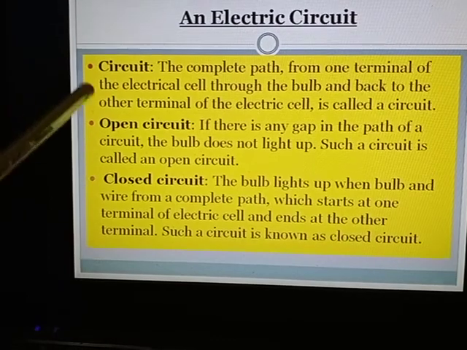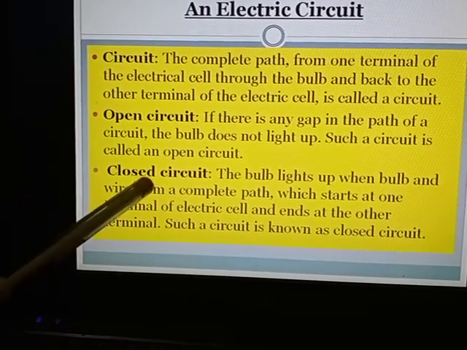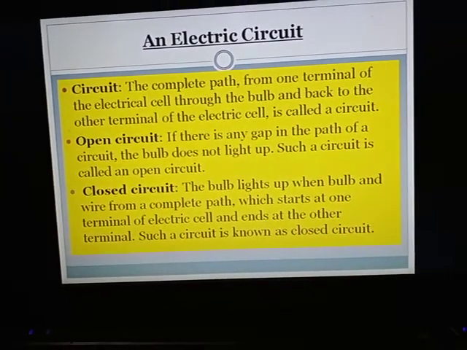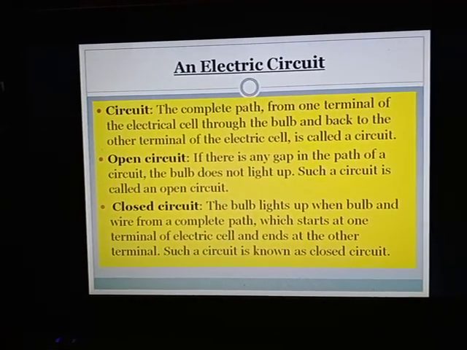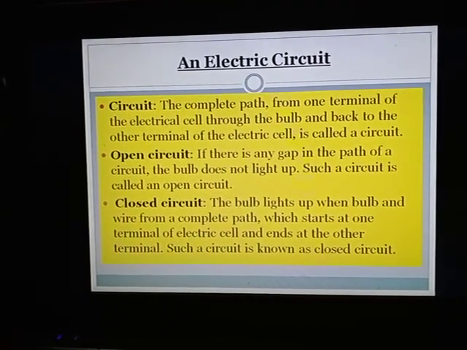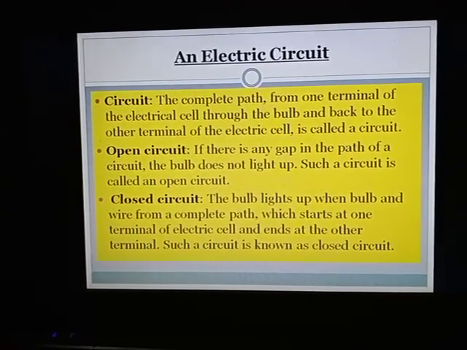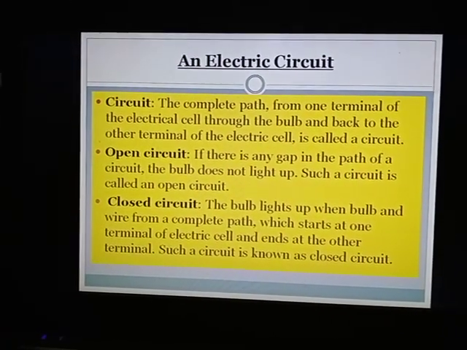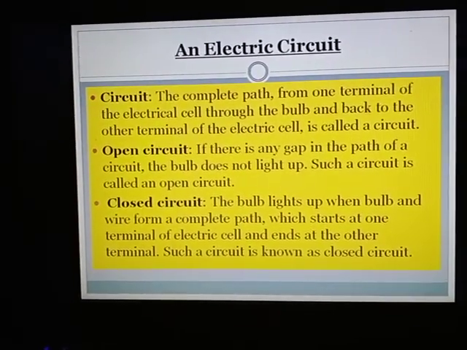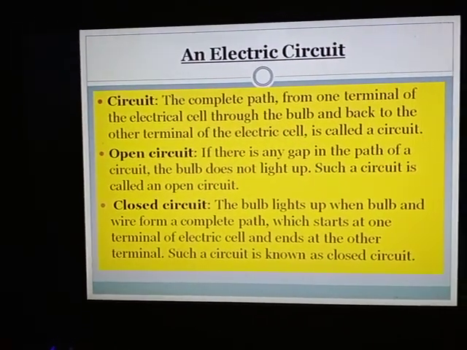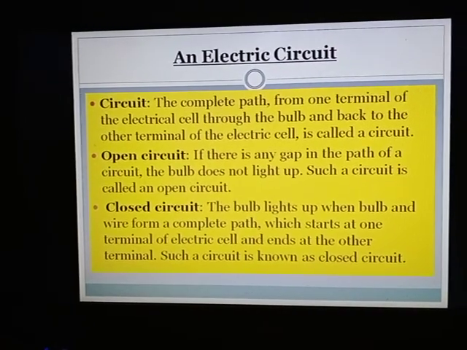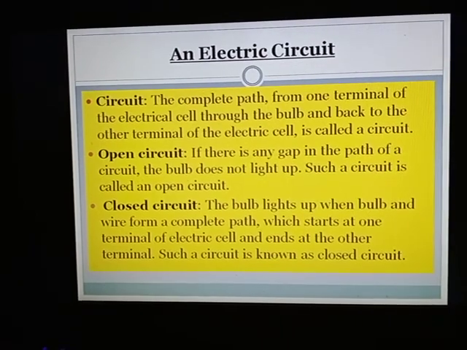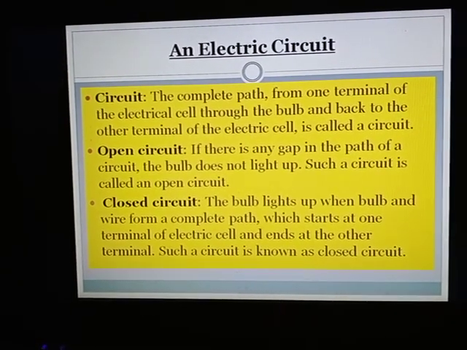Next, the types of circuit. One is open circuit. If there is any gap in the path of a circuit, the bulb does not light up. Such a circuit is called an open circuit. Whereas in a closed circuit, the bulb lights up when the bulb and wire form a complete path, which starts at one terminal of the electric cell and ends at the other terminal. Such a circuit is known as a closed circuit.